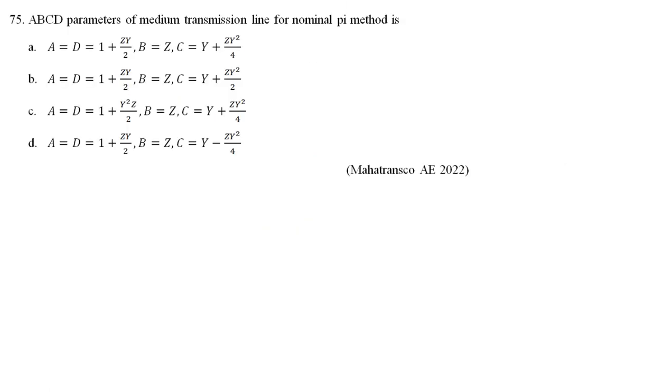Moving ahead, question number 75, asked in the Mahatransco AE exam, year 2022. ABCD parameters of a medium transmission line for the nominal pi method are. Now we know that for the ABCD parameters of the nominal pi method, A is equal to D equal to 1 plus ZY by 2, then B is equal to Z, and parameter C is equal to Y into bracket 1 plus ZY by 4.